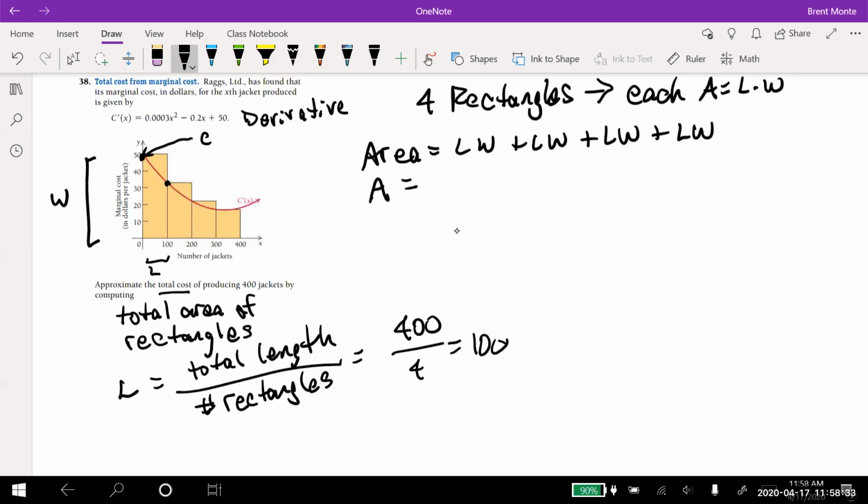Well, that's C prime of 0. The second one, that's C prime of 100. The third one is C prime of 200. And the third height, or the fourth height rather, is C prime of 300. That 400 didn't determine the height because it's always from the left endpoint. And you could always do it from the right endpoint if you want, but in our book, they're always doing it from the left endpoint because we see in calculus, it doesn't matter which endpoint you get as long as you do that limit as the width goes to 0. You're going to end up with the same answer.